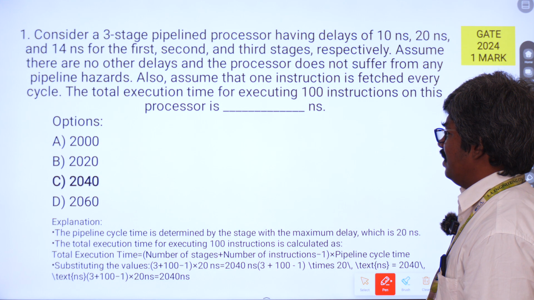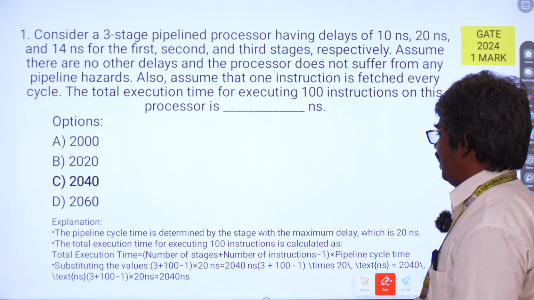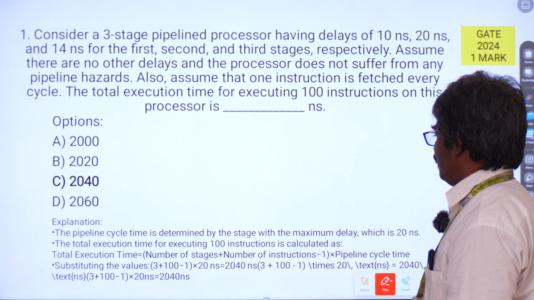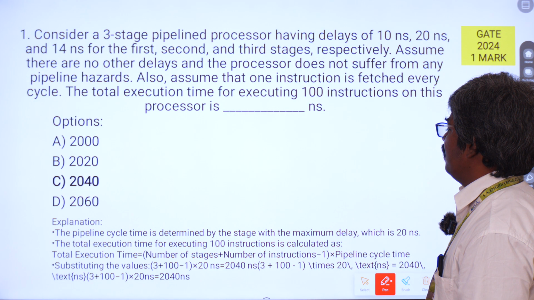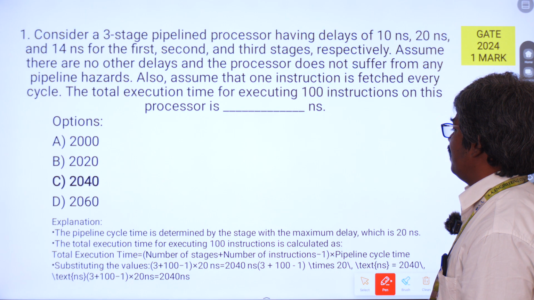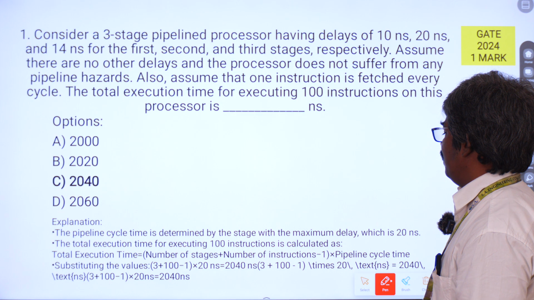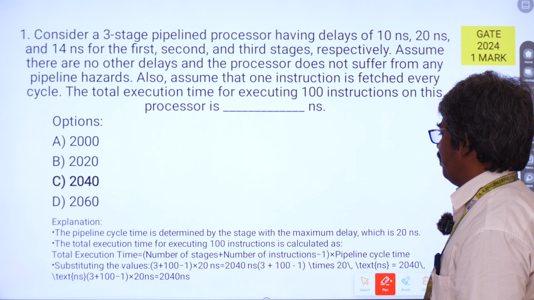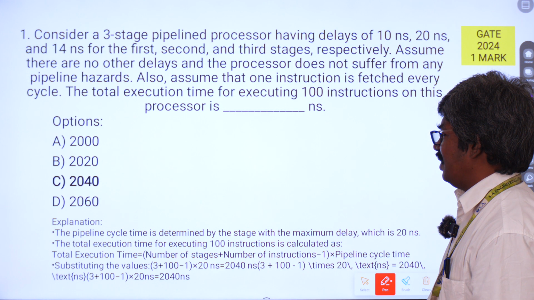So the answer for this is C. The pipeline cycle time is determined by the stage with the maximum delay, which is 20 nanoseconds. The total execution time for executing 100 instructions is calculated as the number of stages, that is 3, plus the number of instructions minus 1, that is 3 plus 100 minus 1, into the pipeline cycle time. When you substitute all these values, we get 2040 nanoseconds.